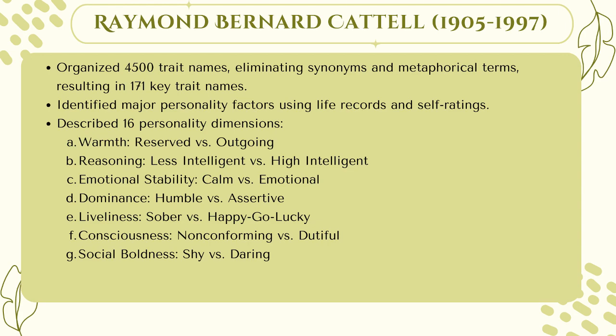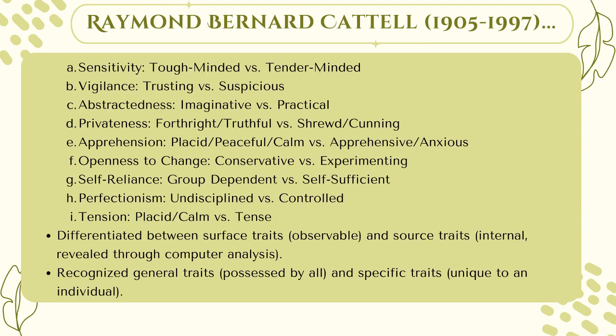7. Social boldness, shy versus daring. 8. Sensitivity, tough-minded versus tender-minded. 9. Vigilance, that's trusting versus suspicious. 10. Abstractness, that is imaginative versus practical. 11. Privateness, that is forthright or truthful versus shrewd or cunning. 12. Apprehension, that's placid, peaceful, calm versus apprehensive, anxious.